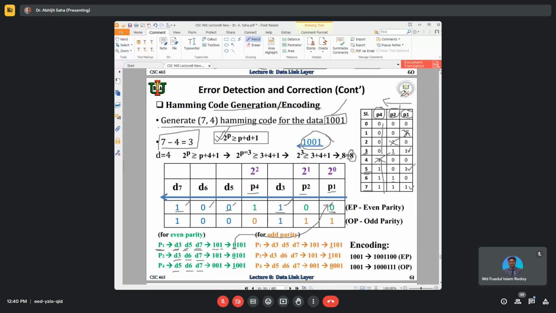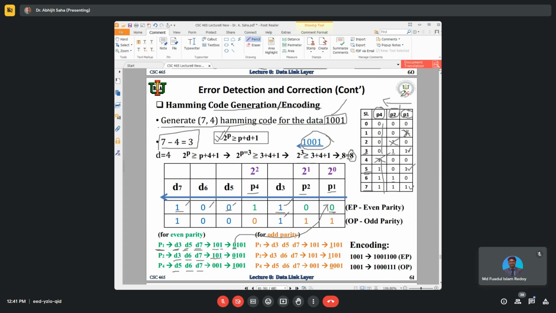So for P1 I have found the value. Now for P2 we use the same approach with D3, D6, D7. D3 is 1, D6 is 0, and D7 is 1. So that is why I'm writing that. Sorry, not this one, this one: 101, right?